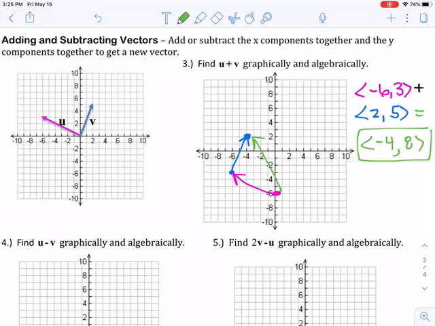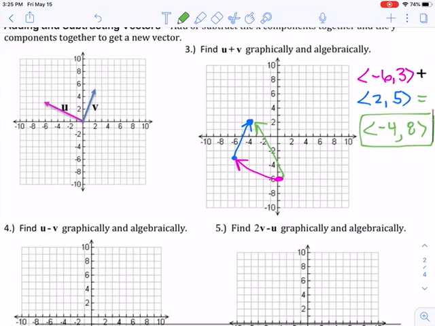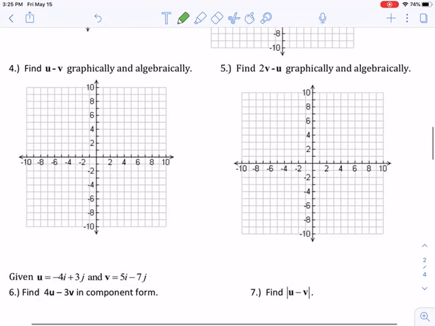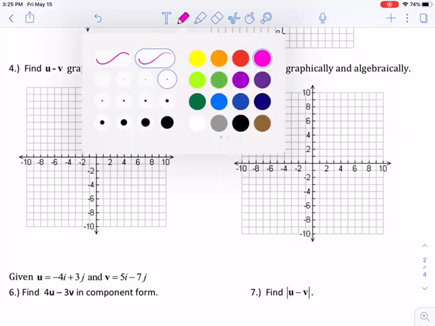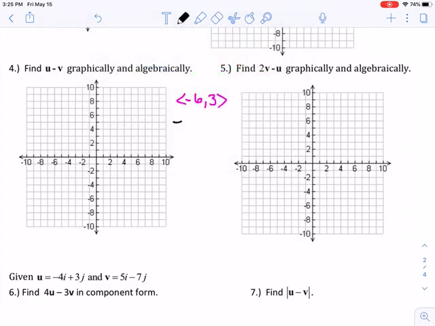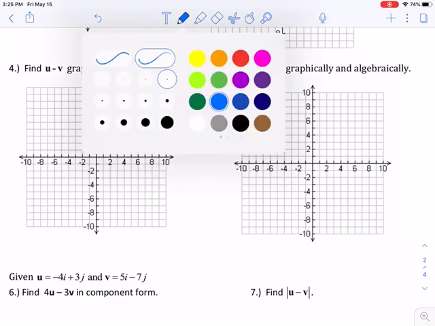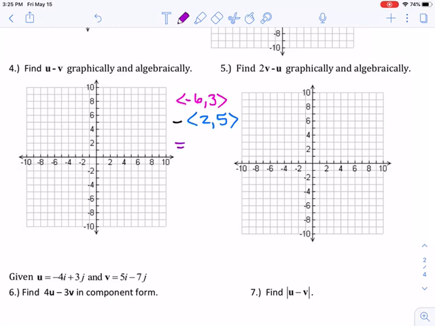We can also subtract vectors. When I subtract vectors, when I distribute a negative, it's now going to go in the opposite direction. For question number 4, let's again find this algebraically first. We're going to start off with our vector u, so we take the vector negative 6, 3. And this time, we're going to subtract from it our vector v, which is 2, 5. When we distribute that negative, negative 6 minus 2 is going to give me a negative 8, and 3 minus 5 is negative 2.